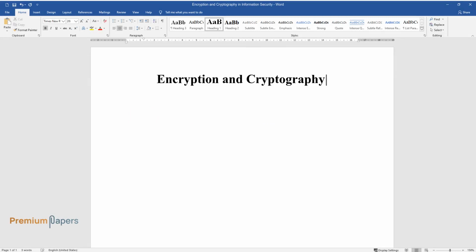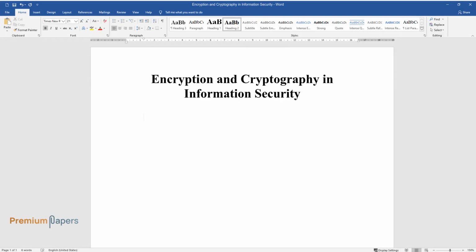Encryption and Cryptography in Information Security. Introduction. Encryption is crucial for the information security field.